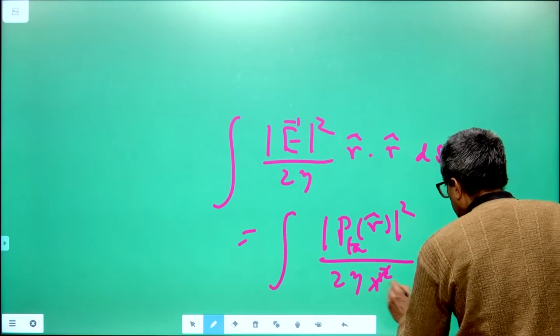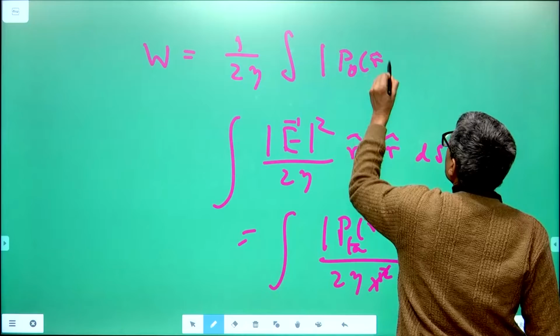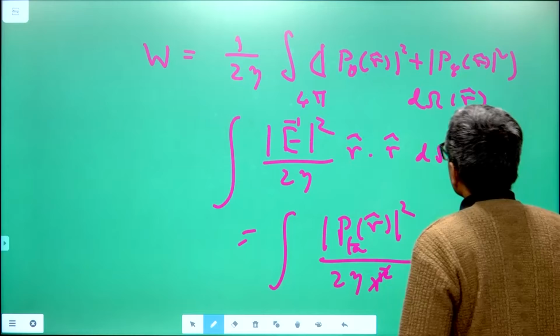So, it will give you an integral as simply the total power radiated W is equal to 1 by 2 eta times integral of (P theta R cap) square plus (P phi R cap) square, into d omega R cap over the entire solid angle, 4 pi steradians of solid angle. That gives you total power radiated, and you can calculate P theta and P phi in terms of the current.